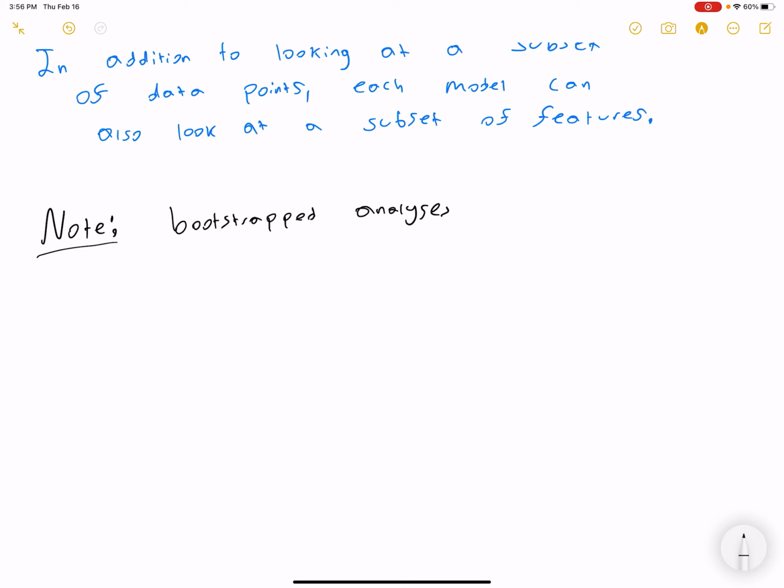How many people want to be data scientists? Okay. How many people want to do science with data? Okay, more. Okay, that's good to know, actually.